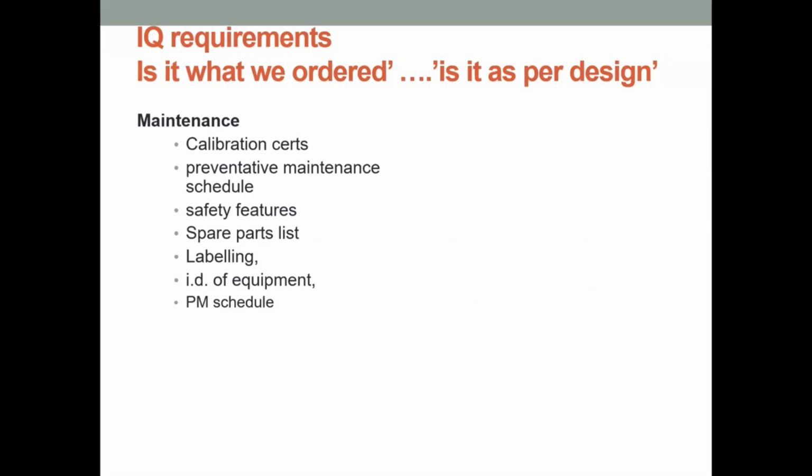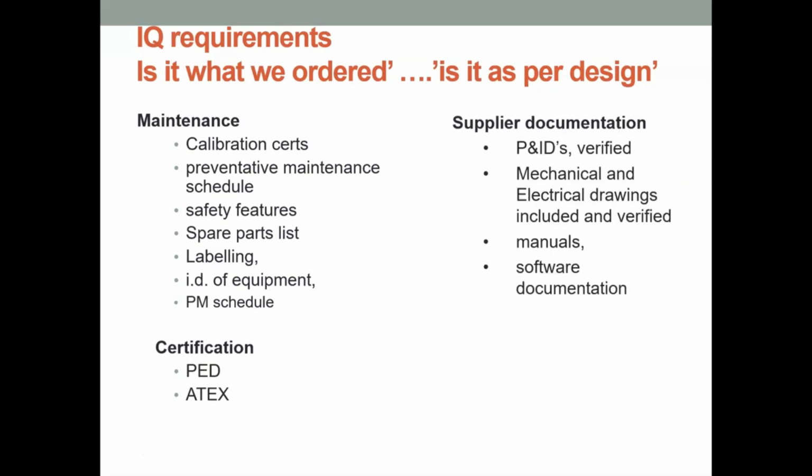The maintenance then, we've got our calibration certs, our preventative maintenance schedule. Any safety features have to be checked and make sure that they're working properly. Our spare parts list, our labelling of all pieces of equipment, all valves, all pipework. The ID of the equipment itself, has that got an ID number and has it been added to the preventative maintenance schedule for the plant? We would check to make sure that we've got our certification, your PED and your ATEX certifications in place.